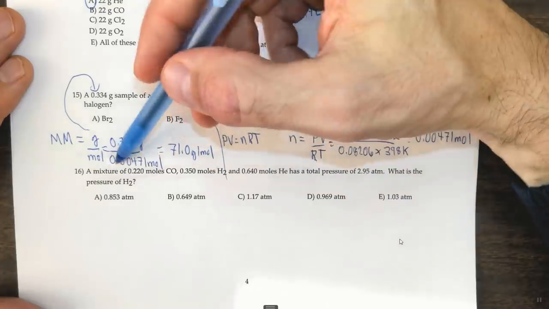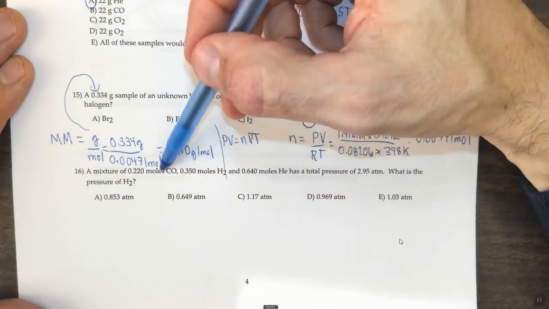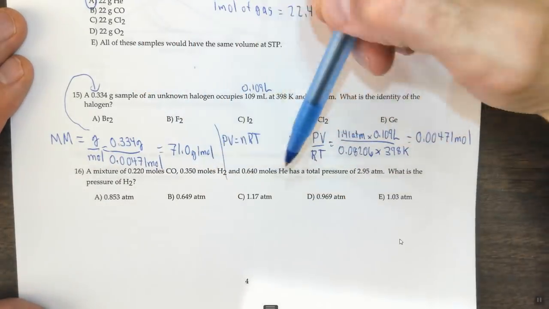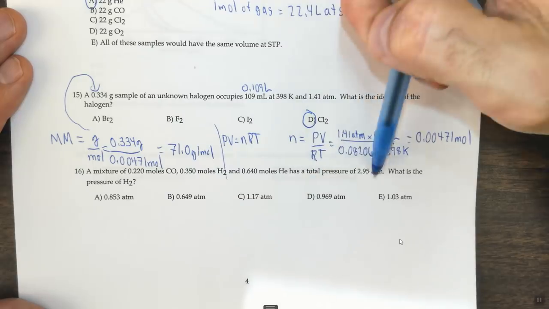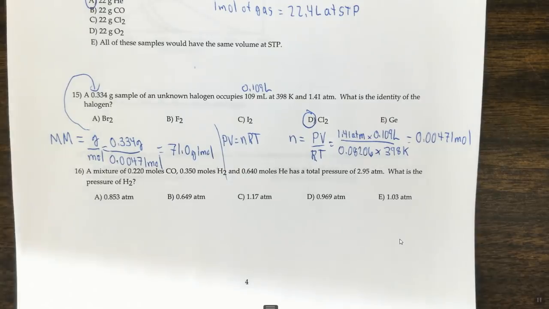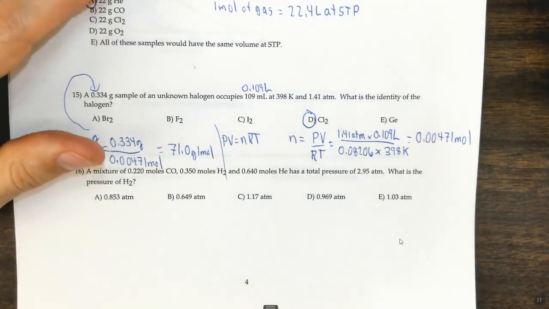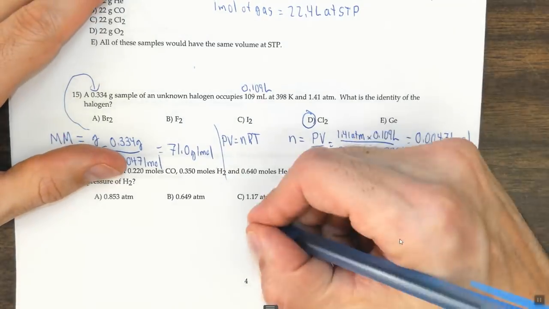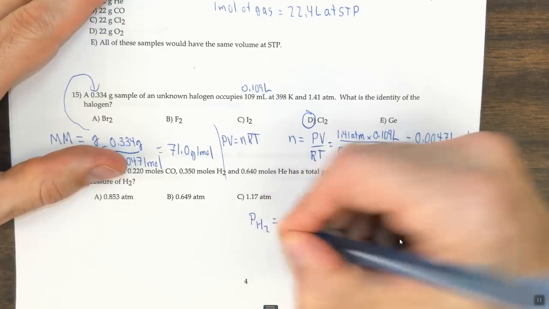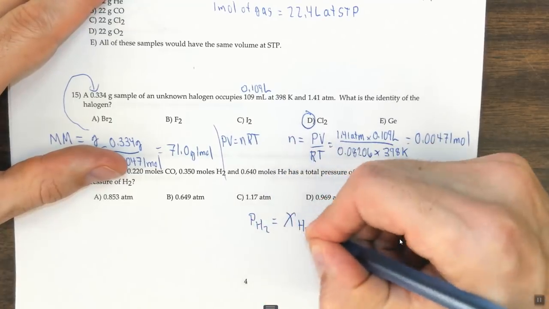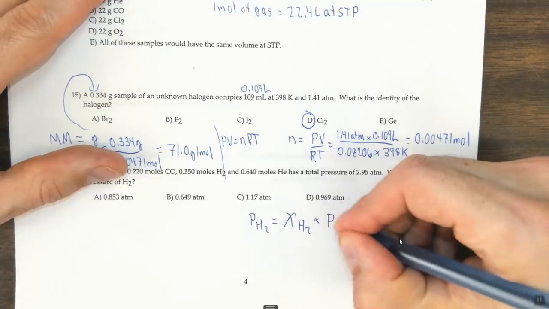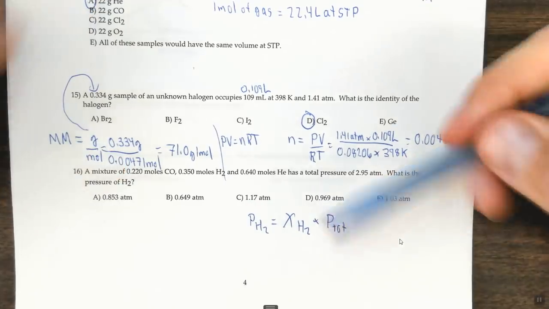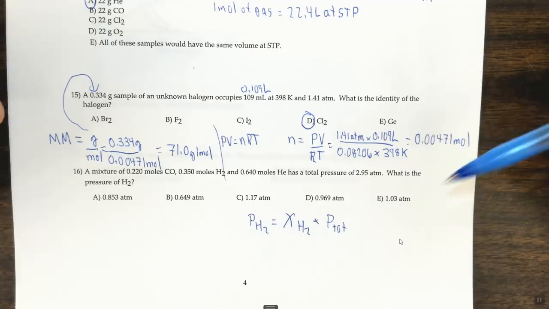Question 16 says, a mixture of 0.22 moles of CO, 0.35 moles of hydrogen, and 0.64 moles of helium has a total pressure of 2.95 atmospheres. What is the pressure of hydrogen? Well, this is using Dalton's law of partial pressures. And Dalton's law of partial pressures says that the pressure of hydrogen is equal to the mole fraction of hydrogen times the pressure total.